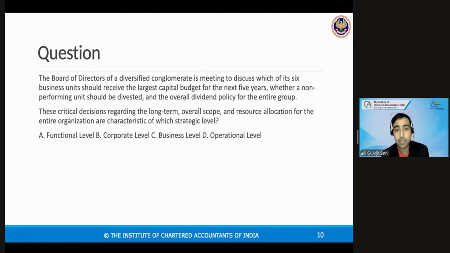The board of directors of a diversified conglomerate is meeting to discuss which of its six business units should receive the largest capital budget for the next 5 years, whether a non-performing unit should be divested, and what the overall dividend policy for the entire group should be. Now, these critical decisions regarding the long-term overall scope and the resource allocation of the entire organization, which strategic level does that? Functional, corporate, business, operational. Which level of the organization?